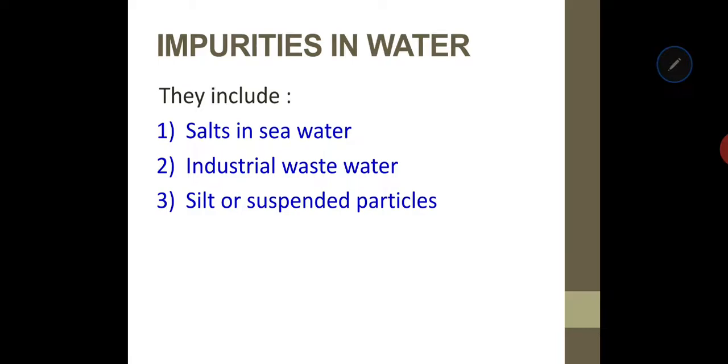So what are the impurities in water? We have salt in seawater. This is a natural occurrence. We know that seawater is salty. And of course, we do have industrial wastewater. This is from factories or from your domestic household. And of course, silt or suspended particles.